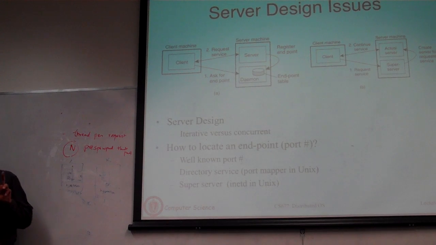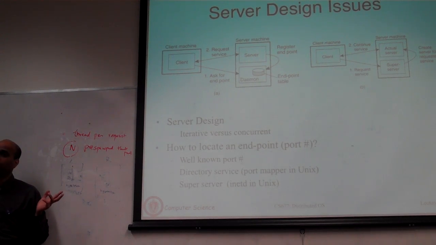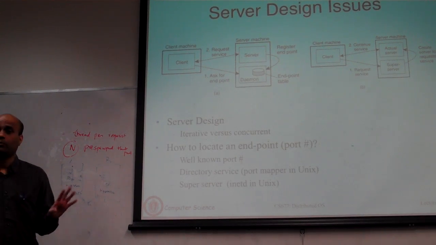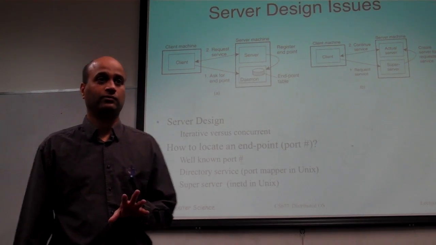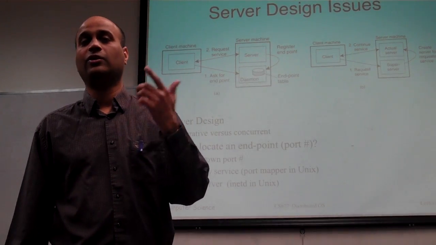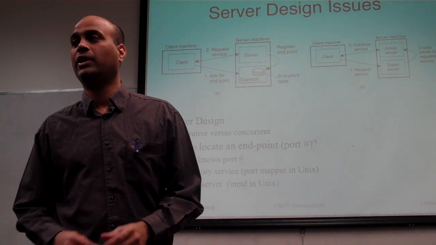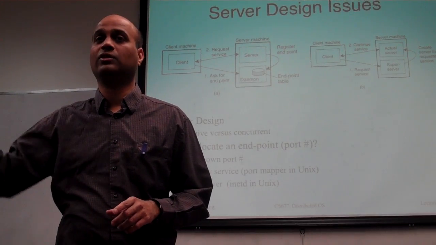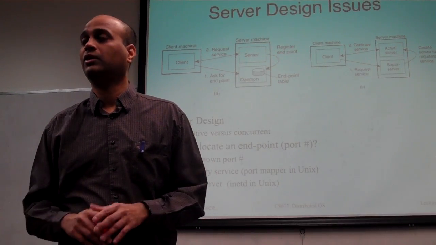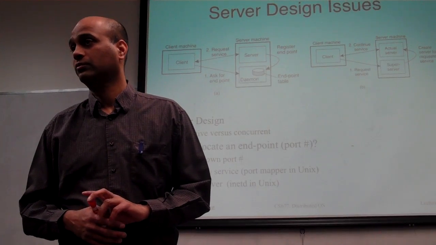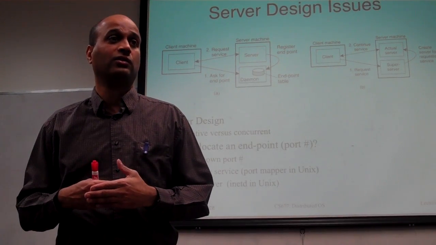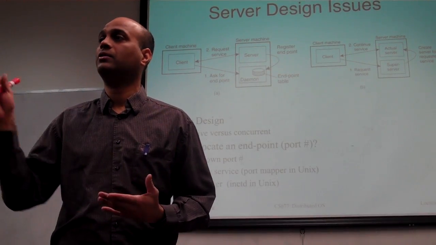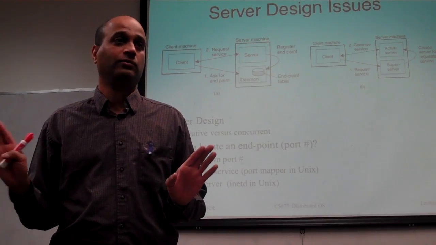Okay, what is the port that the server is listening on? What's the address of the server? Simplest approach is hard code it in the client. Okay, the client is configured to say the server is always going to be at 128.119 something, and is always going to listen at port whatever, 1500. You can hard code this in the client, and when the client starts up, it always makes a connection to that IP address, that port number, and you are done.